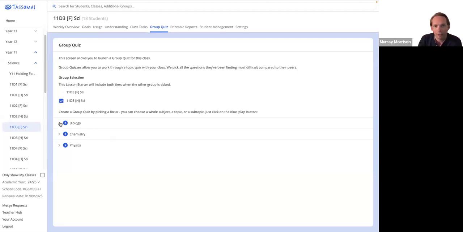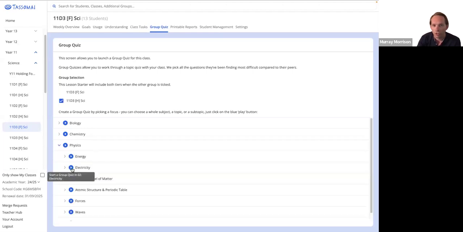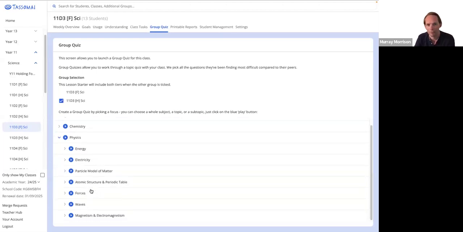Now, we're a science teacher here in the science class. So you've got biology, chemistry, physics, and you could create a group quiz covering the whole of physics, or you could open that up and choose electricity or the particle model or atomic structure and so on. So you can pick any topic you like.